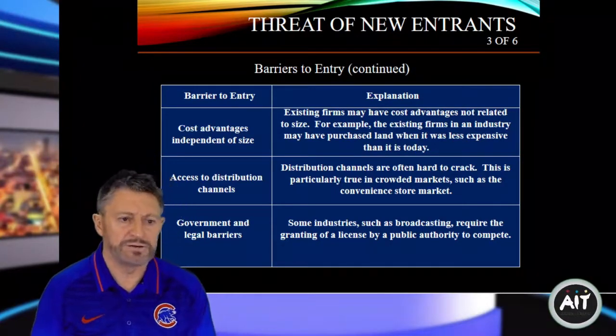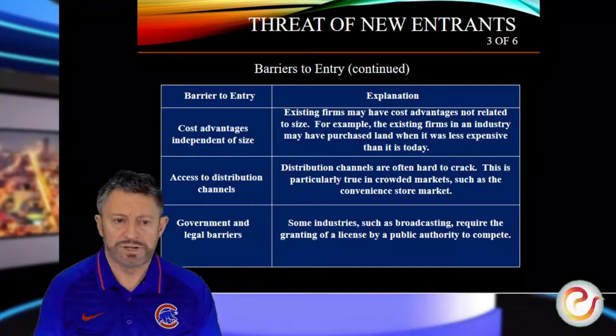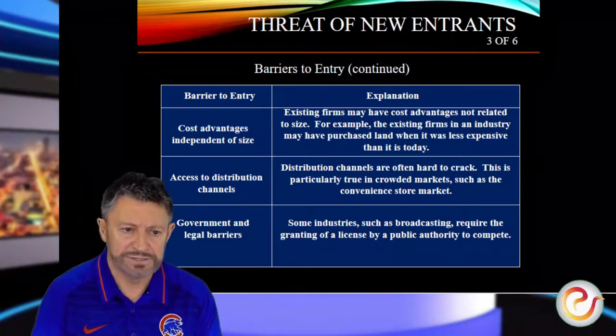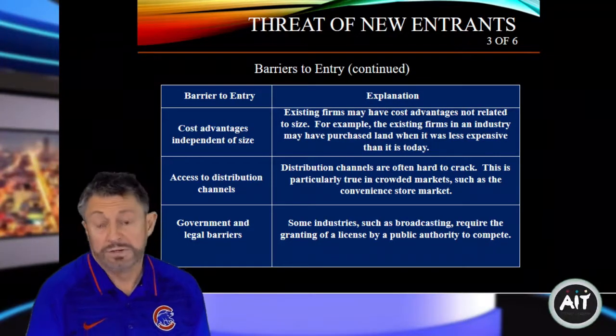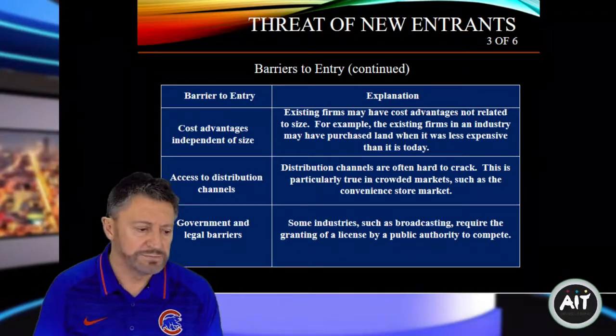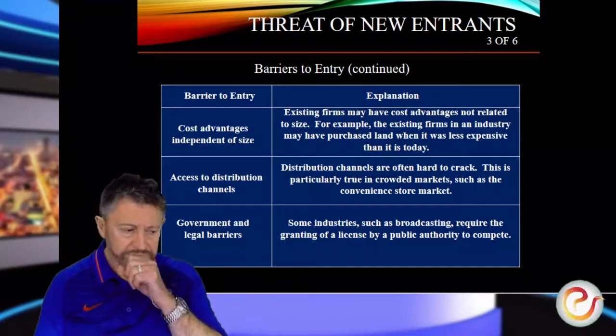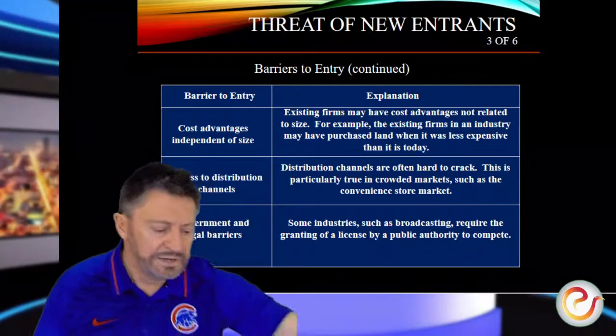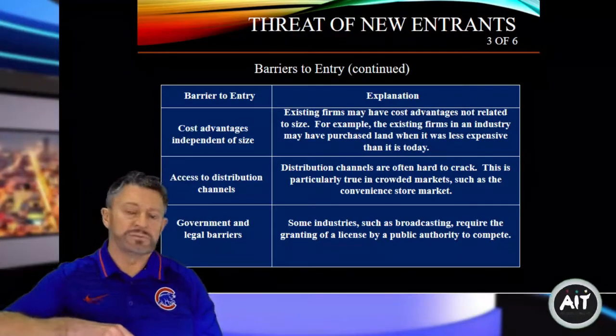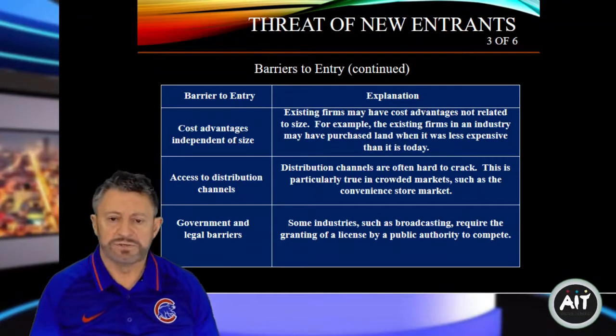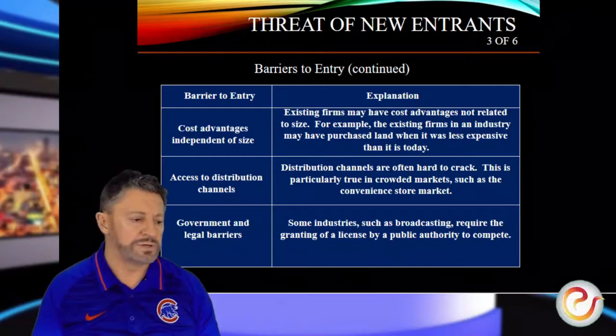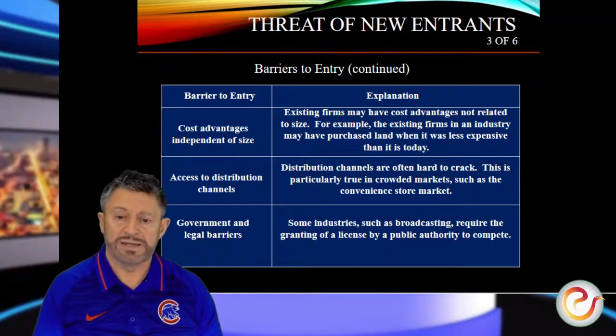Government and legal barriers. Some industries, such as broadcasting, require the granting of a license by the public authority to compete. Well, obviously that's the case if you want to set up your TV or radio station, you need to have a license. And that's a way of governing. And in some countries, for instance in Germany, if you want to open up your local barber shop, you have to get permission and a license to do that.